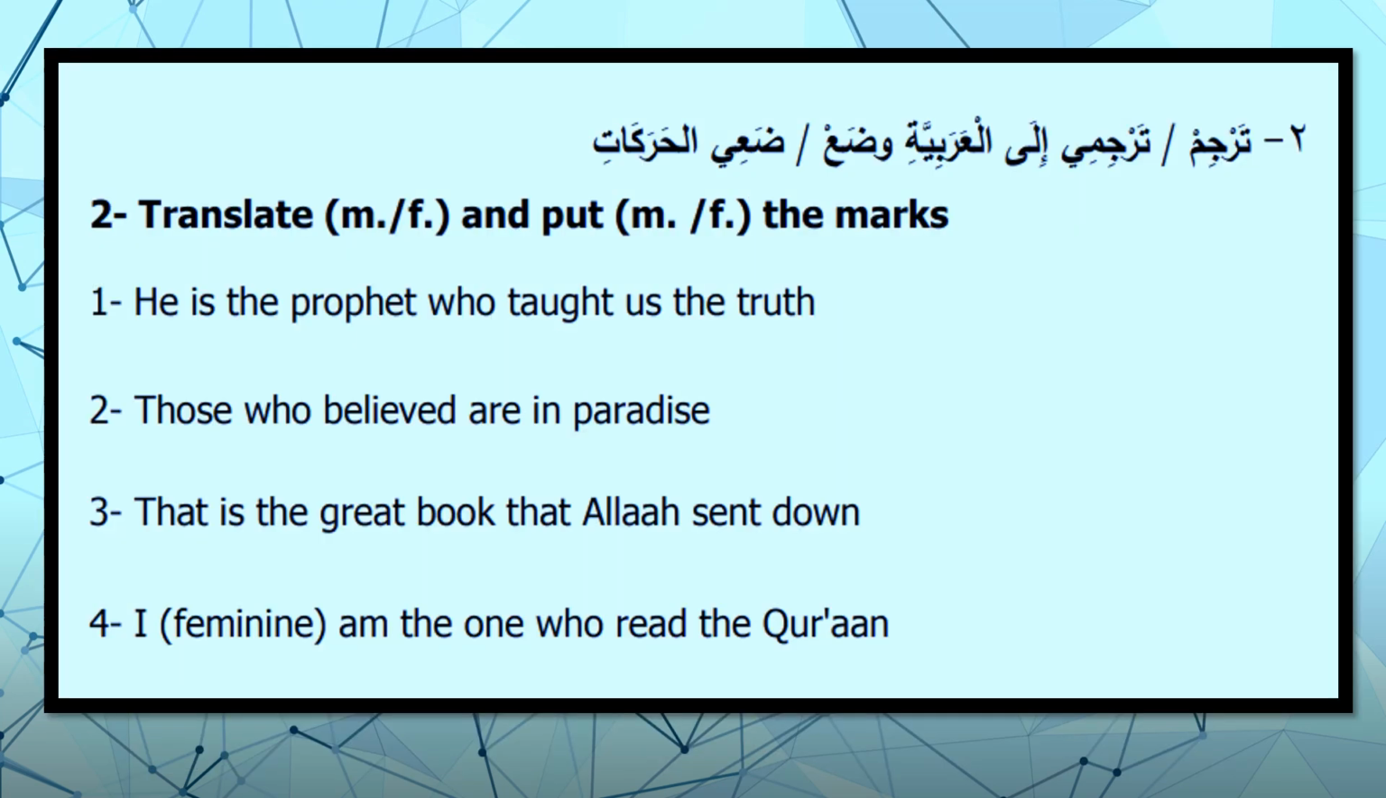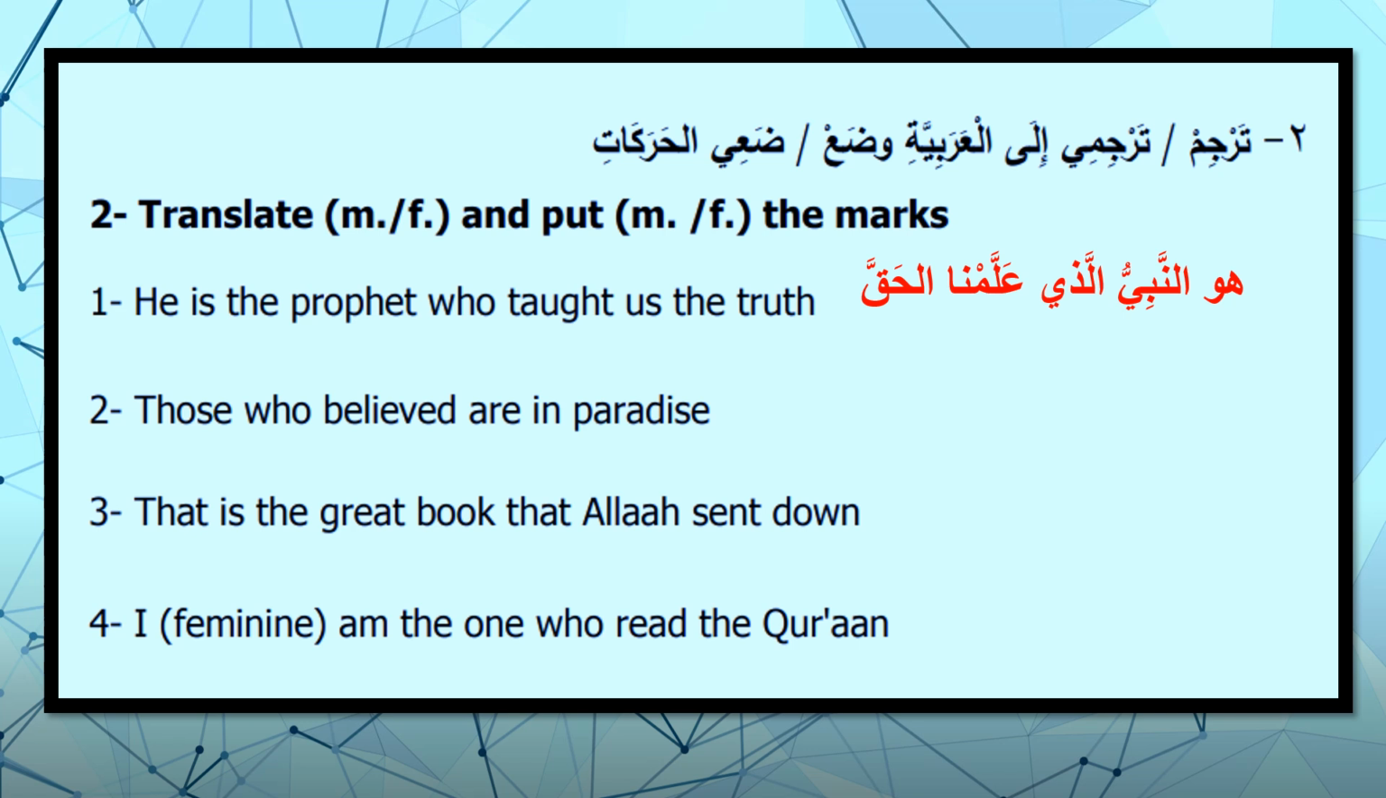Question number 2. Tarjim wa tarjimi. That means this is the command tarjim for male, tarjimi for female, ila al-Arabiyya. You have to translate this into Arabic and put the harakats. So let's check that first. First one is huwa an-nabiyyu. So huwa an-nabiyyu means this is our jumlatul fi'liya. I'm not going into how you should do the translation, so I've just given you the answers because the translation and all comes later on.